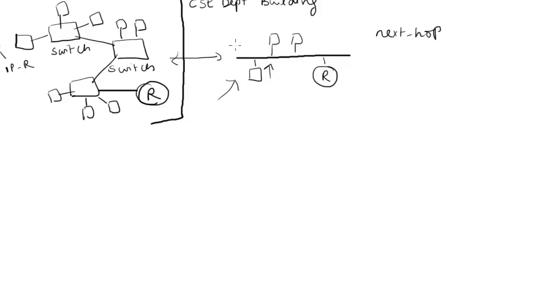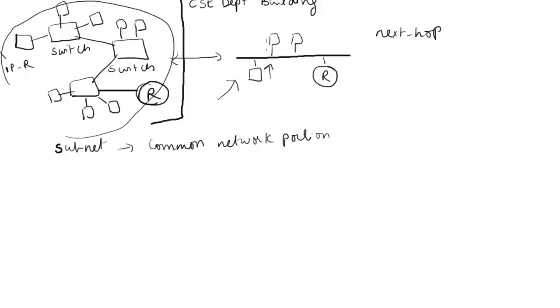As far as the network layer is concerned, we view this entire interconnection as a subnet, where all the hosts within this subnet have a common network portion. When I was covering the subnet, I was mentioning this physical network. So this is what a physical network is. This entire thing, or the equivalent representation of this, is what I call a physical network.